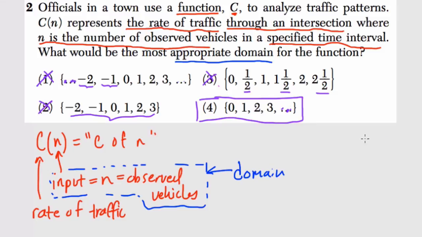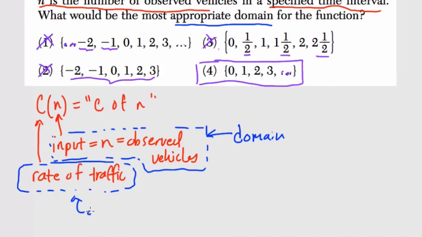The other word you might want to recognize is the range. The rate of traffic here, that's our output, or range. So in this problem, what would represent that? Well, that would be the speed, perhaps, of the cars as they move through the intersection. So that kind of set would be a series of speeds of cars. In that case, you might get all kinds of decimals, like 1.5 miles per hour or something, and the range would be quite different. But here we're counting the number of cars, so choice 4 is the best choice.